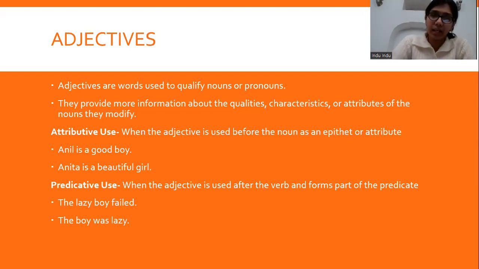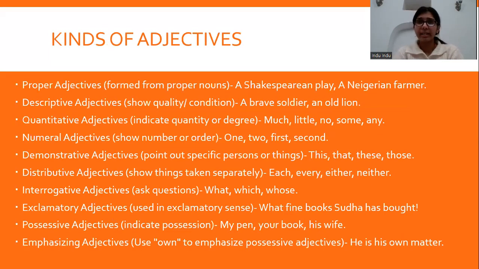So beautiful here has an attributive use. Predicative use is when the adjective is used after the verb and forms the part of the predicate. So the adjective here is used after the verb. The boy was lazy. So the lazy has been used after the verb, right? So that should be remembered always, that when the adjective is used after the verb and forms the part of the predicate, it is predicative use, right?